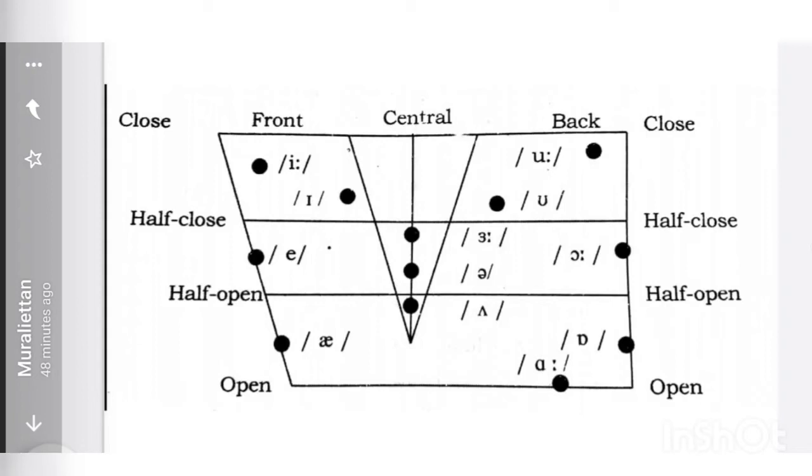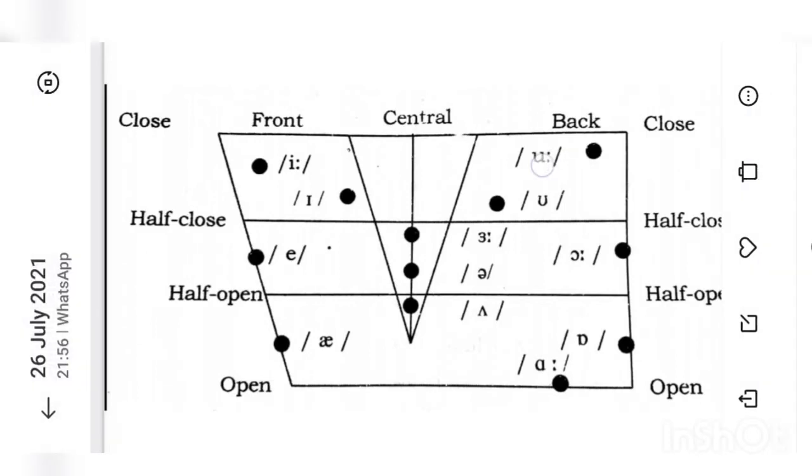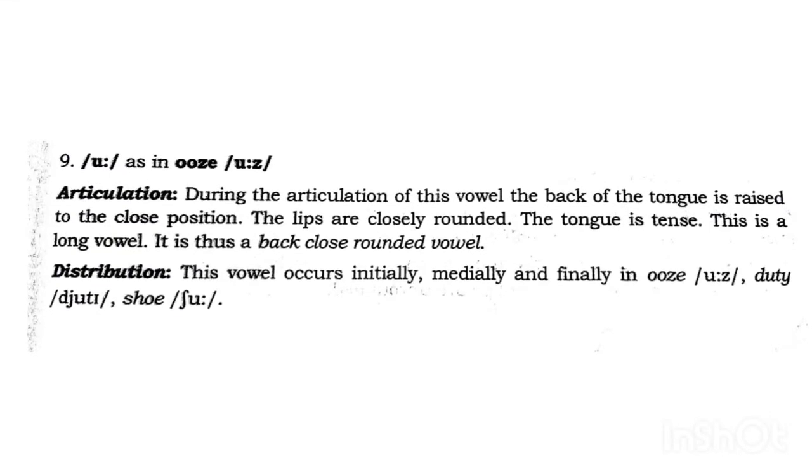So, the corresponding part of the roof of the mouth to the back of the tongue is the soft palate, which means that the back of the tongue touches the soft palate and it is in a closed position. Here. During the articulation of this vowel, the back of the tongue is raised to the closed position.